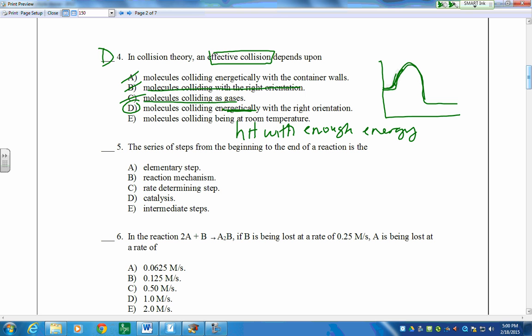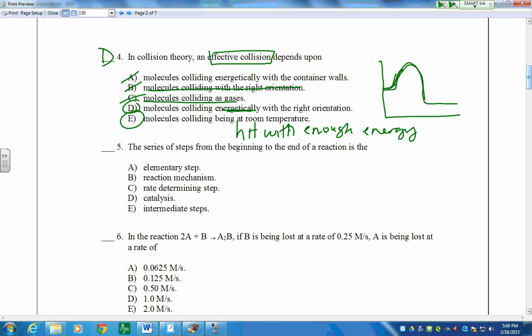No, some reactants aren't gases. There are also solids, liquids, and aqueous. And they don't necessarily have to be at room temperature. Obviously, as the temperature goes up, they have more energy. One of the ways to speed up a reaction is to heat it. So all the other things are distractors.